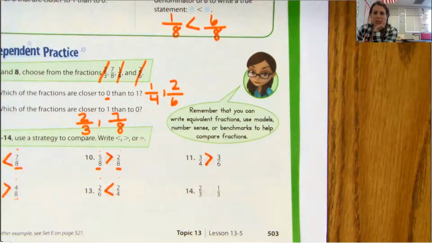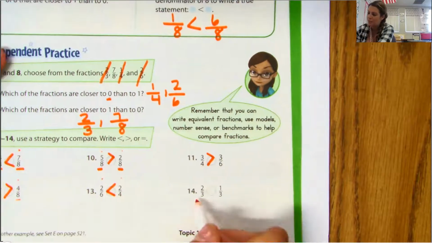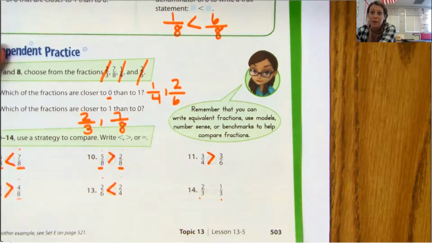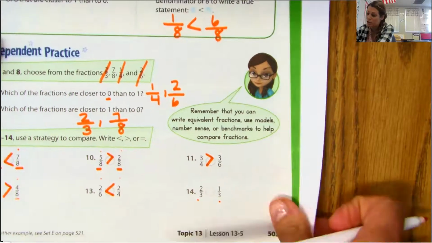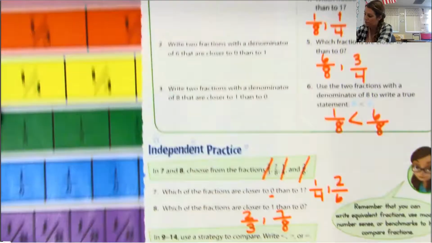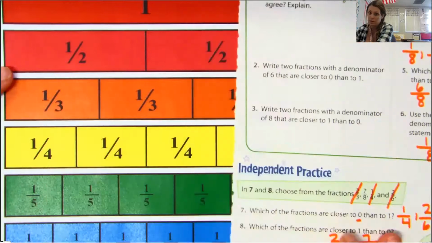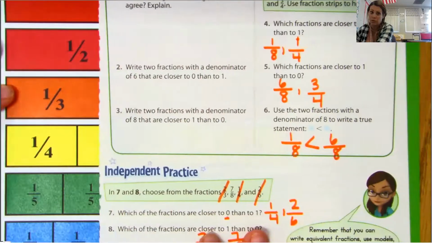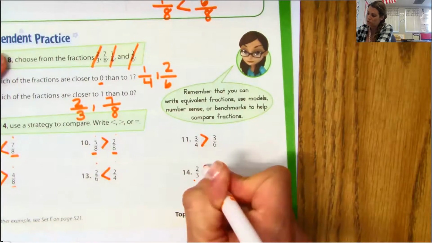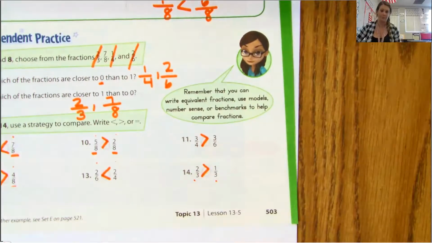All right, last one. What's the same on number 14? The denominator. We love when the denominator's the same because then we just pick the bigger number on the top. The bigger numerator is the greater fraction. And if you're not sure, use your bar to help you. 2/3 or 1/3. 2/3 is greater, right? So 2/3 is greater than 1/3.